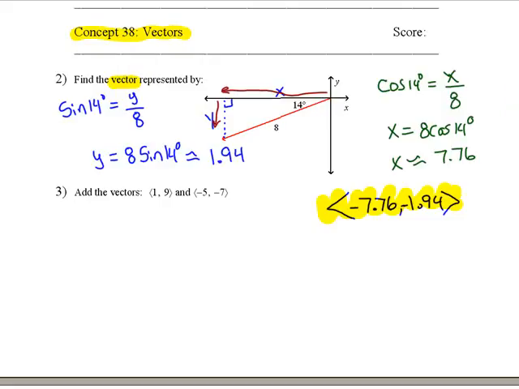Questions on number 2? You're saying you didn't realize the question on the test was a problem? Yeah, I didn't see number 2. I saw the 3.